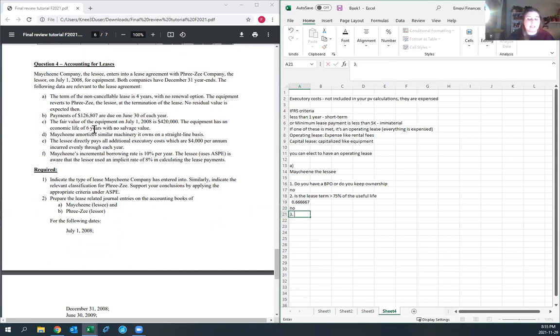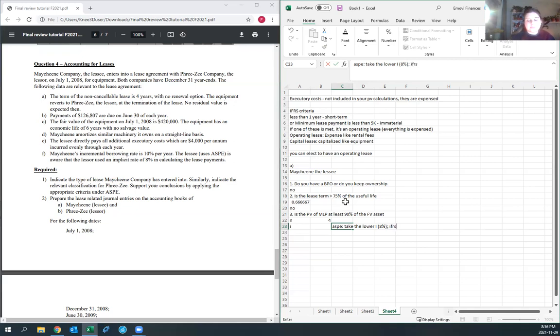And then 3, the last one is, is the present value of the minimum lease payment at least 90% of the fair value of the asset? So we're going to calculate it. Your N is your lease term. Your I, under ASPE, you take the lower rate. So in this case, we're going to take 8% for the lessee. Here, the lessee and the lessor have different rates. They have 10% or 8%. So under ASPE, the lessee is going to take either 10% or 8%. In this case, you're going to take the lesser rate, which is 8%.